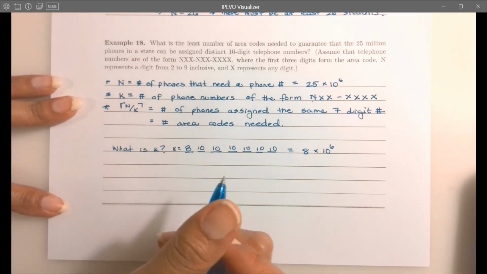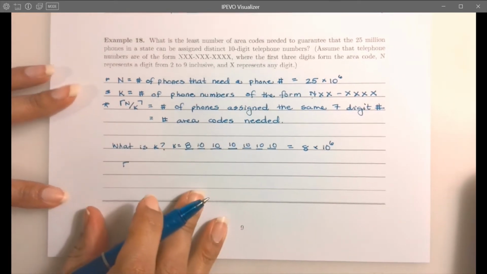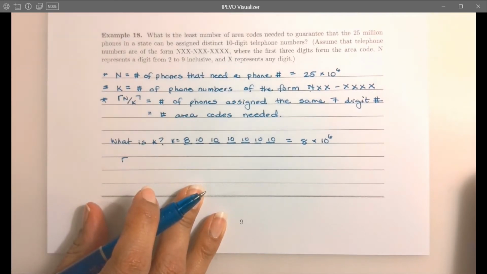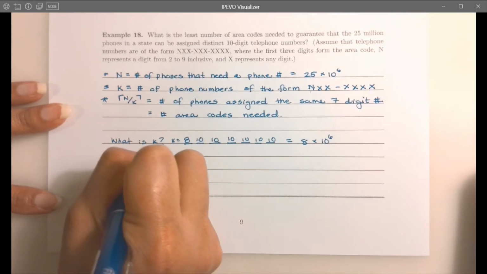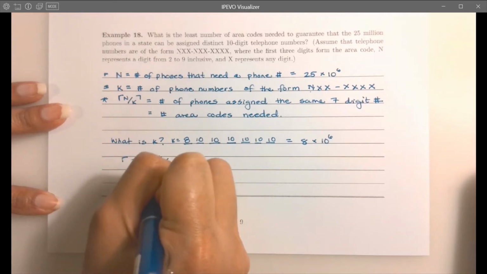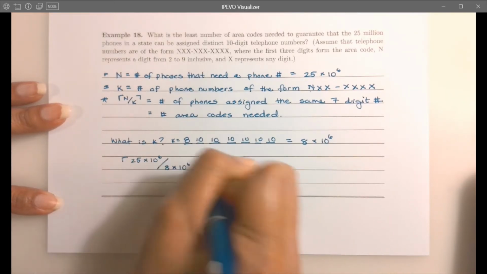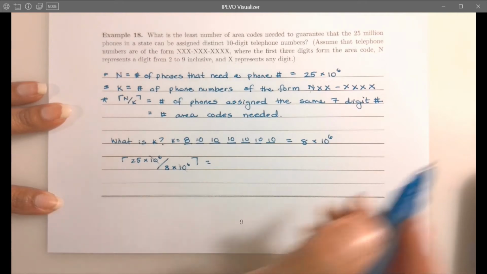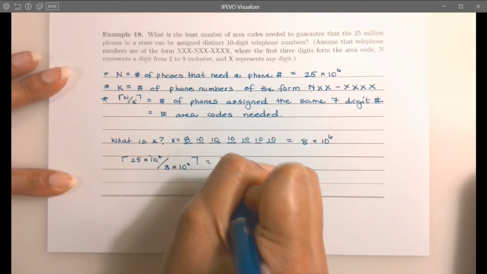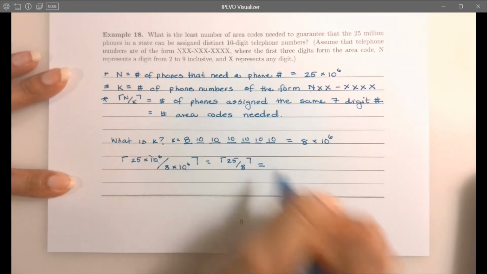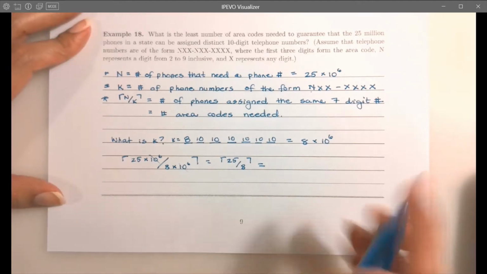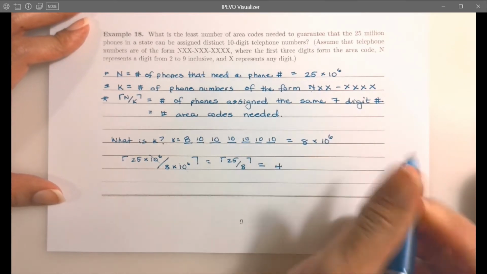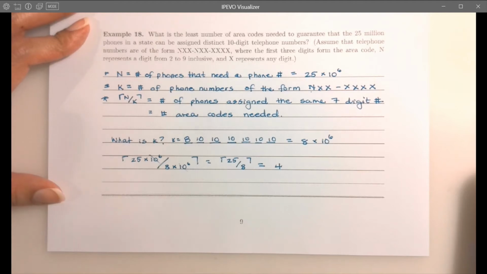Alright, so now that we have all that information, we can use the generalized pigeonhole principle to find the number of phone numbers that are given the same 7-digit number, and that's going to be the ceiling of 25 times 10 to the 6 divided by 8 times 10 to the 6. The 10 to the 6's cancel out, so we're really just looking at the ceiling of 25 over 8. And 25 over 8 is something like 3.1, so the ceiling will be 4. Or in other words, we need at least 4 area codes.